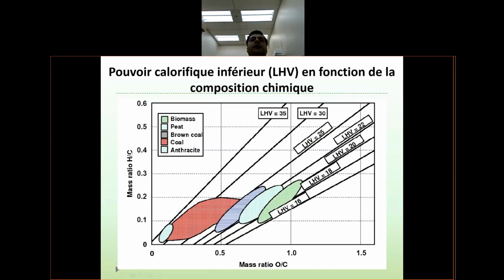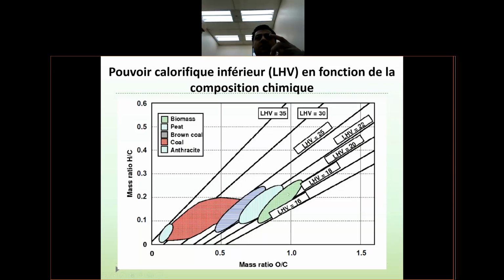Okay, and it's very interesting. As you know, for example, the oxygen content of coal is very low. That's why you see that coal is in this region. But most of the biomass is in this region because it has more oxygen content in it. We have more like 40 to 50% elemental oxygen in biomass.